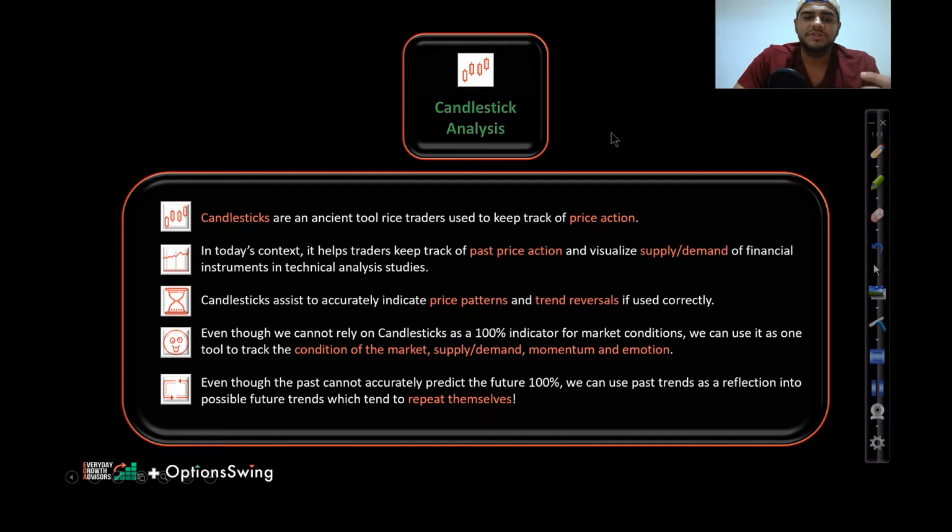So candlesticks accurately indicate price patterns and trend reversals, which are super important when you're doing a chart analysis. And even though you can't use them as a 100% indicator for market conditions, we can use them as a good way to track the condition of the market, supply and demand, and momentum and emotion, which is super important because you can track the price action and how it moves, and that gives you great insight on the market condition.